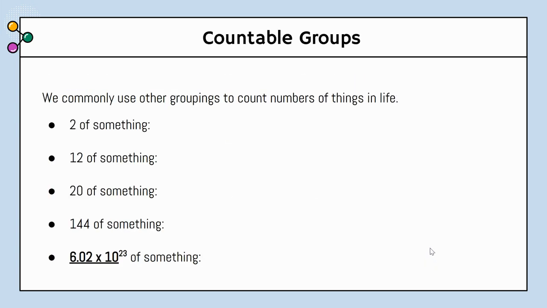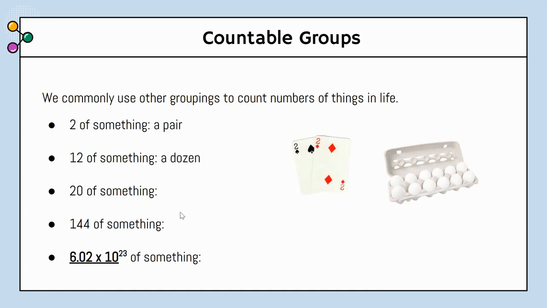Now, we use countable groups in life. If we have two of something, we might say we have a pair. If we have 12 of something, as in eggs, we might say we have a dozen of that thing. You could also have a dozen donuts, a dozen bagels, doesn't really matter. A dozen is just 12 things. 20 of something we refer to as a score. 144 of anything we refer to as a gross.